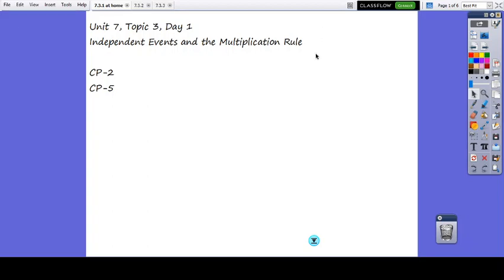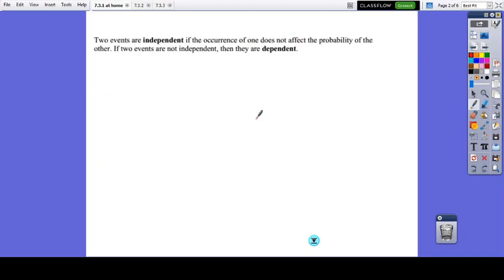Okay, we're moving on to a new topic here, and that's independent events and the multiplication rule that we'll be doing this week. So we've got three lessons on that, and we'll see how this goes. So if we start off here, two events are independent. So the first box on your notes is the word independent. If the occurrence of one does not affect the probability of the other.